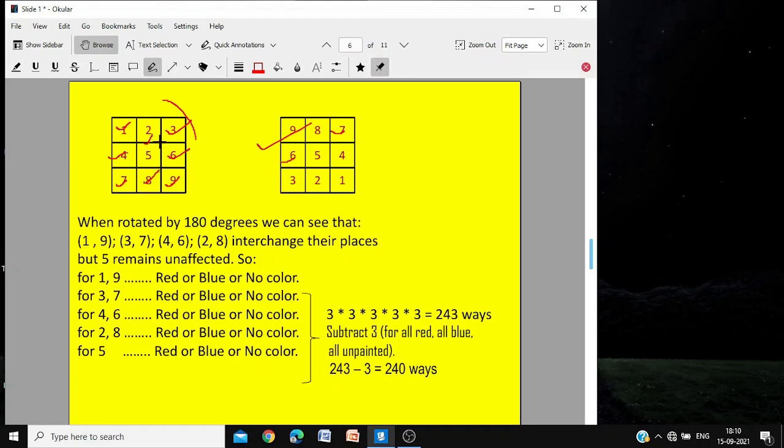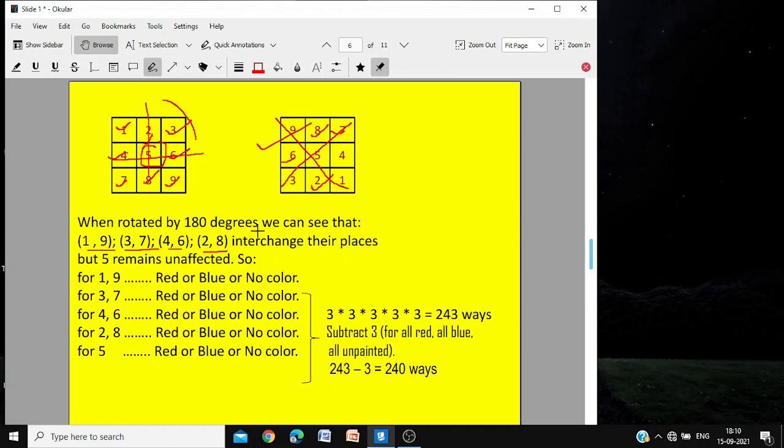They have interchanged the position. 2, the place is taken by 8, and 8, the place is taken by 2. And 5 being in the center can have any color. So these are the pairs. 1, 9, 3, 7 being the diagonals. These are the diagonals. Then 4, 6, this one. 2, 8 being this one.